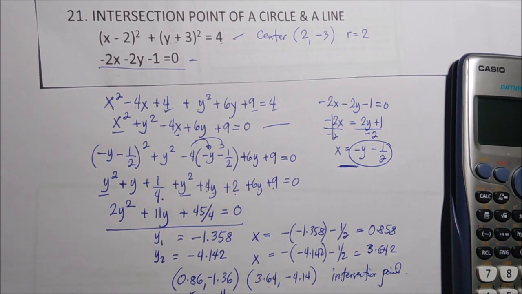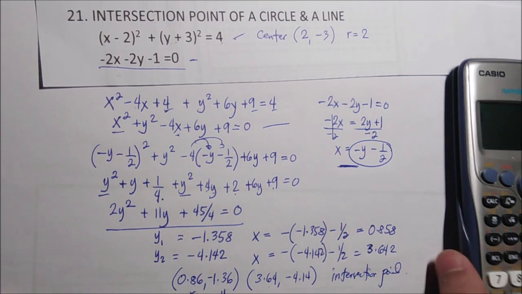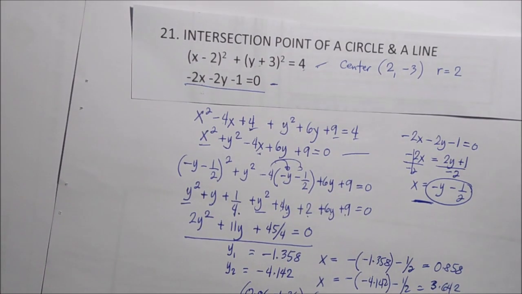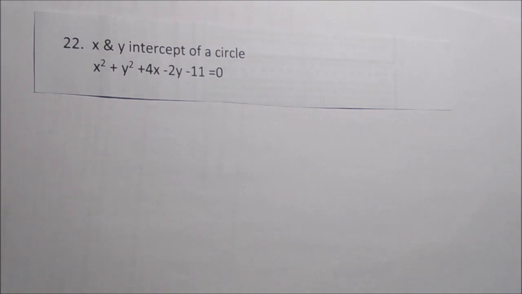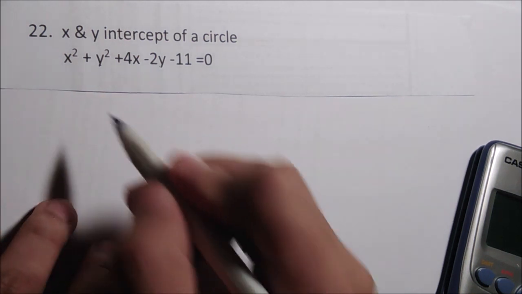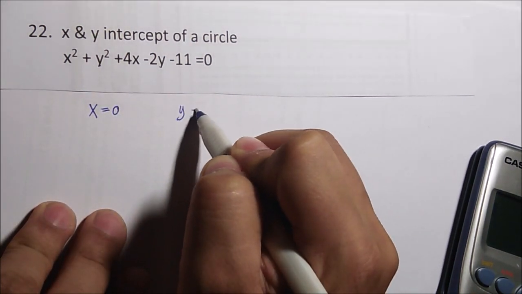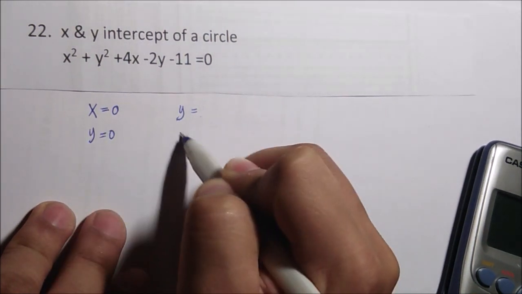Next, we have how to compute for the x and y intercept of a circle. How to solve for the x and y intercept? First thing to do is we let x equal 0, then compute for the value of y. And then let y equal 0, and compute for the value of x.